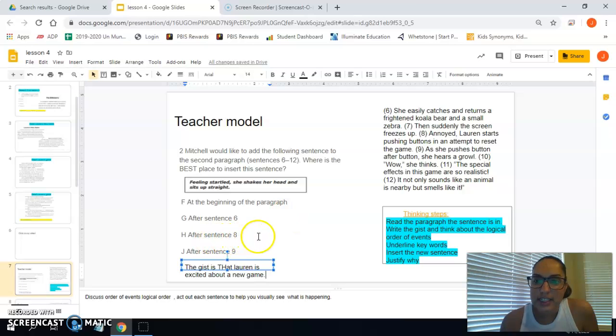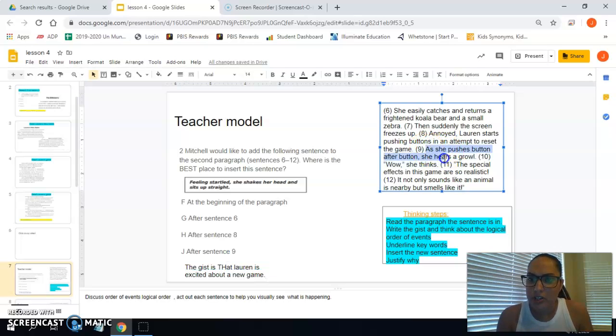It says after sentence 8. So annoyed, Lauren starts pushing buttons in an attempt to reset the game. So she's pushing the buttons. And then after, feeling startled, she shakes her head and sits up straight. Well, that doesn't really tell me anything either of why she was startled. So let's look after sentence 9. So as she pushes buttons, after buttons, she hears a growl. Well, if I heard a growl, I would be like, what was that? And that would kind of make me feel startled.